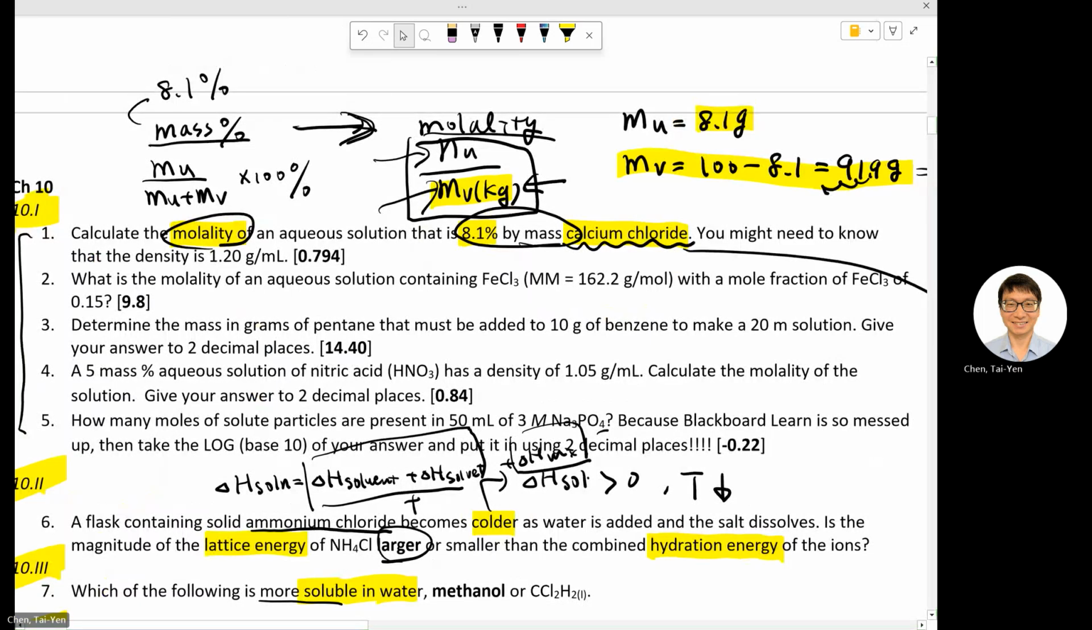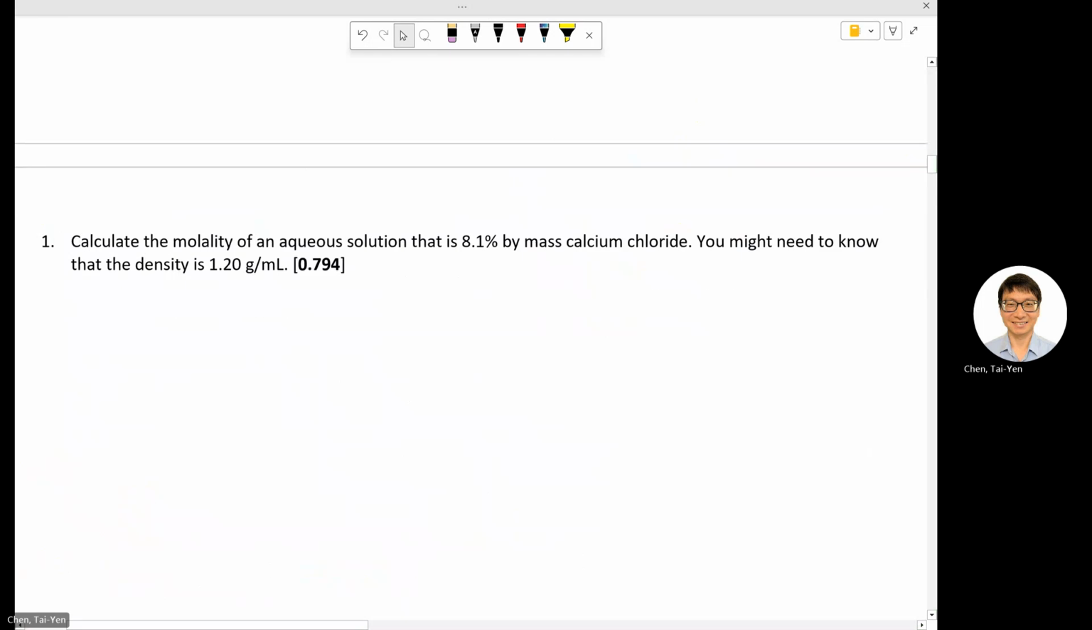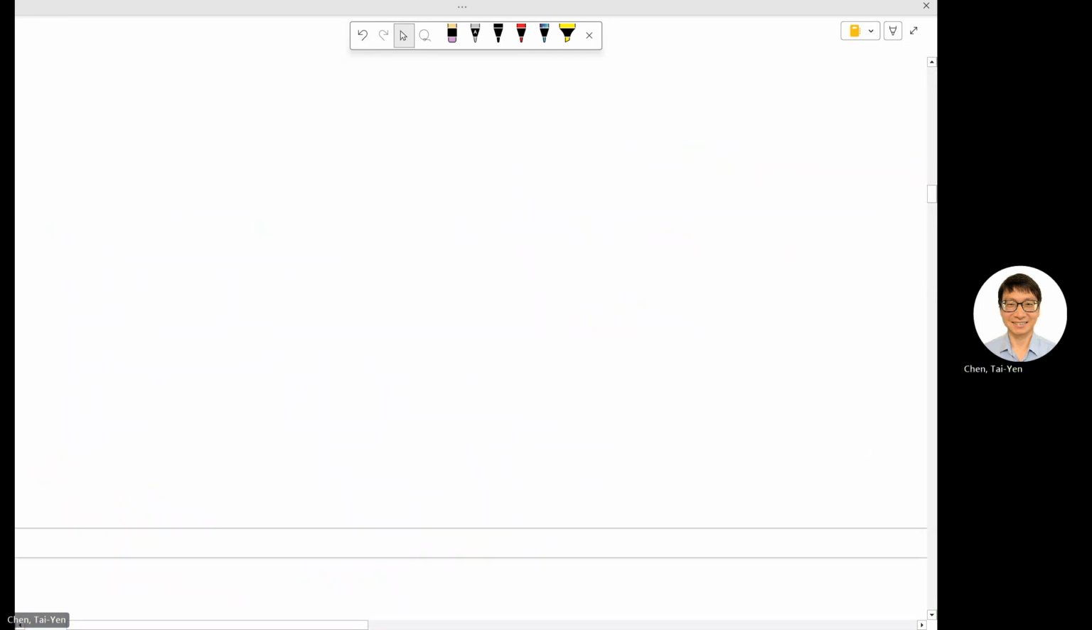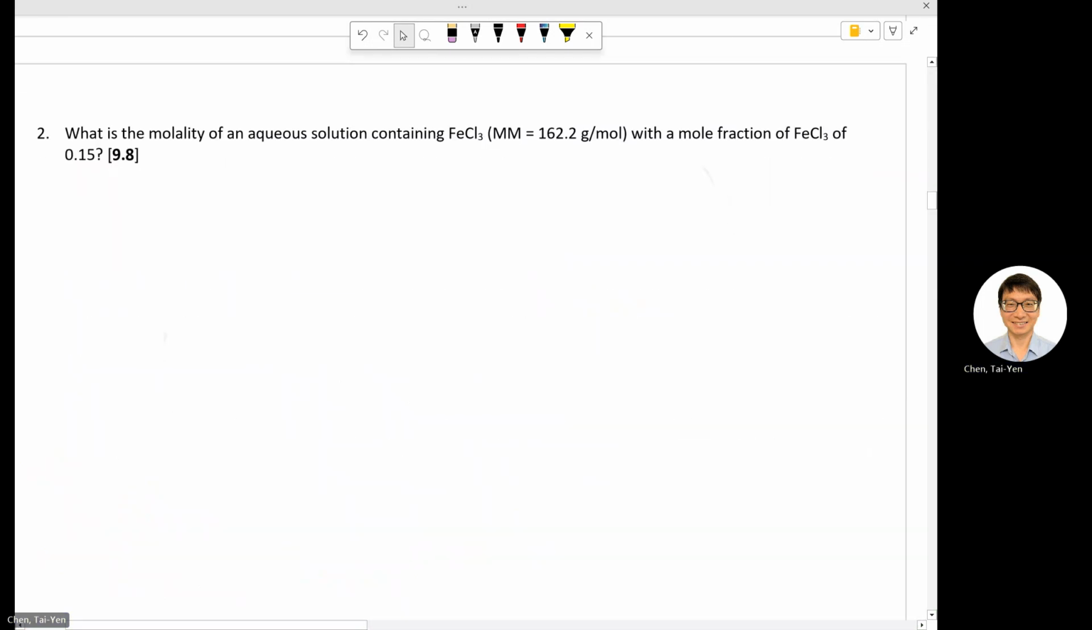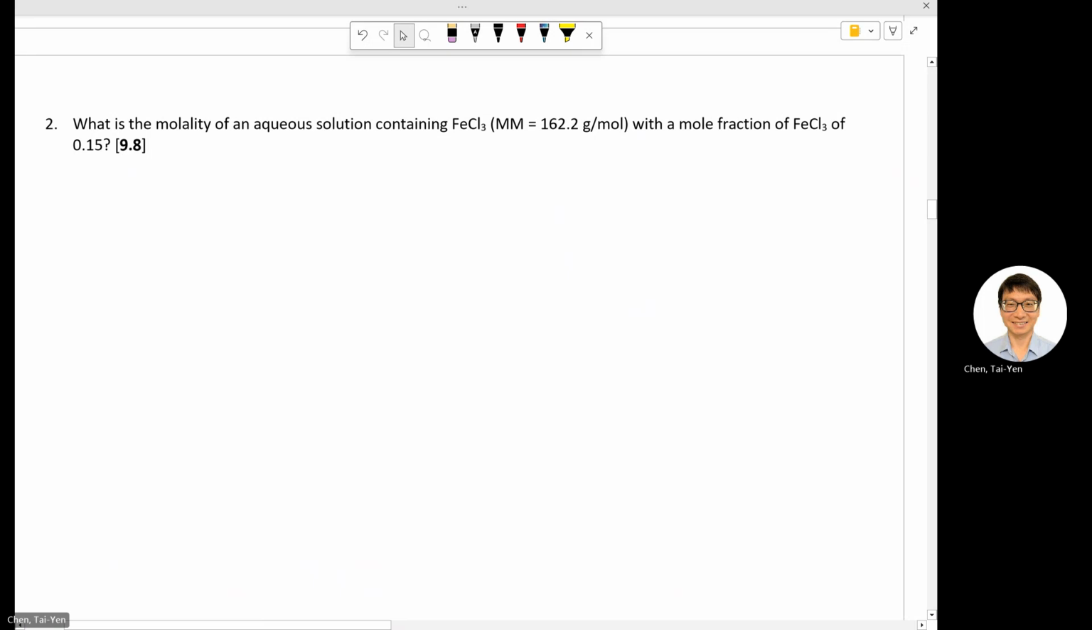Now read question number 2 carefully. This is number 1, right? Okay, so question number 2 says, what is the molality of an aqueous solution containing FeCO3, molecular weight or molecular mass 162.2 gram per mole, with a mole fraction of FeCO3 of 0.15? What are the keywords?